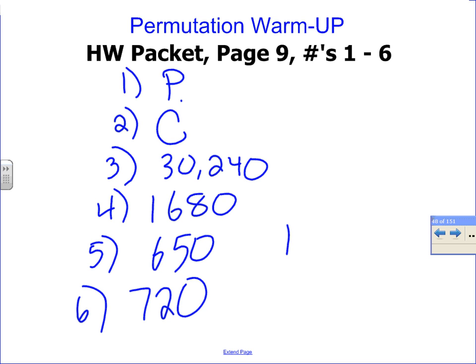Number 5 was a permutation of 26 letters, chosen 2 at a time. So number 5, there was a 2-digit code, and it was a letter code. So they asked you how many codes are possible if the same letter cannot be used twice. So order matters. It's a permutation of 26 letters. You're choosing 2. Okay, questions? Annalise?